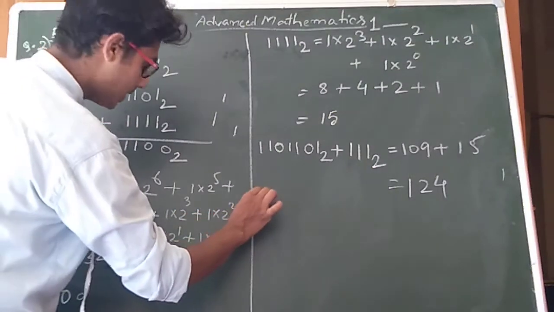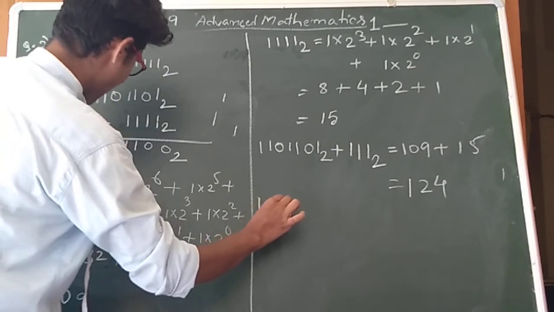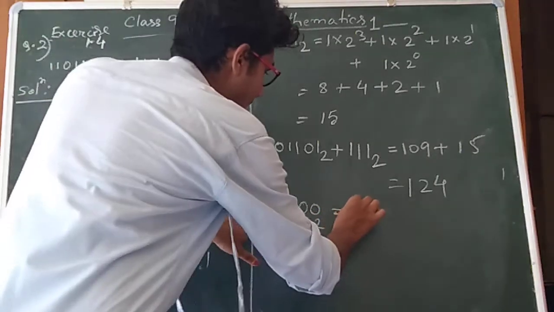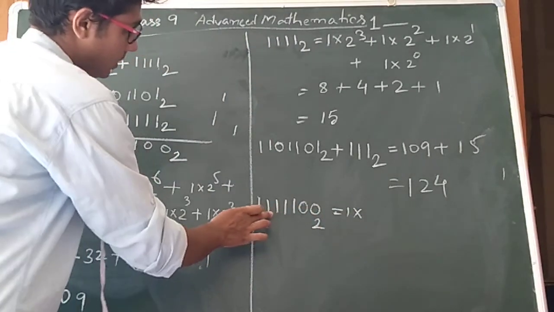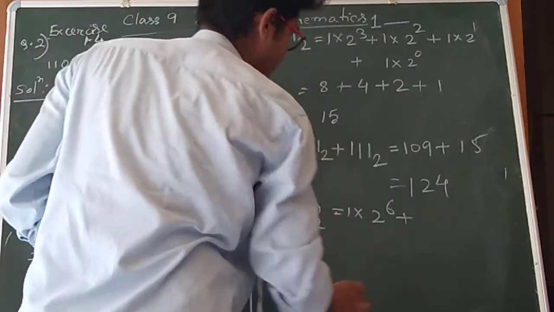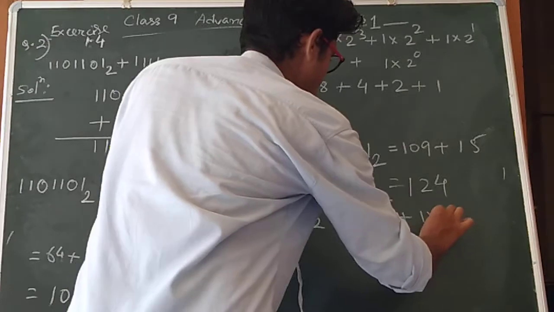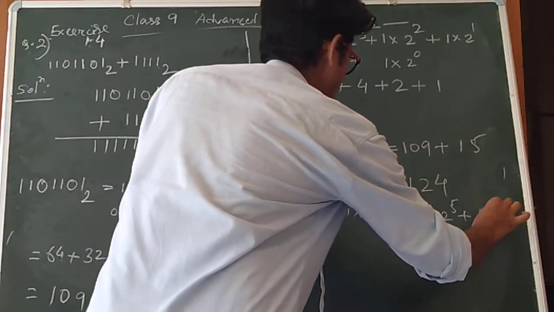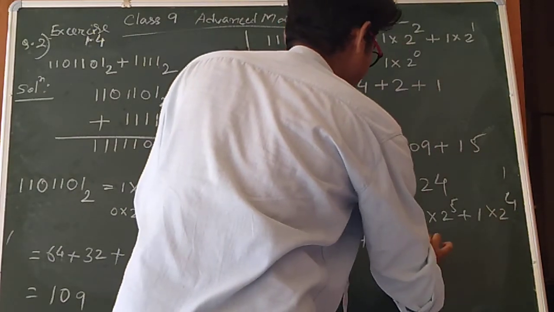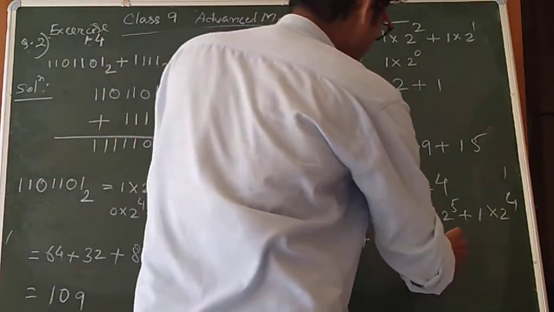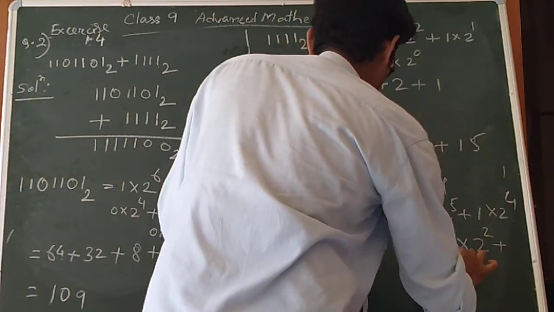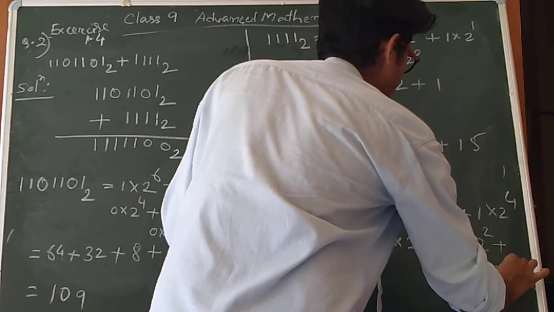And again we have to convert the result of the addition of these two binary numbers into decimal form. It is 1111100 base 2. So it will be 1 into 2 to the power 6. Again the powers of 2 are decreasing: 1 into 2 to the power 5, 1 into 2 to the power 4, 1 into 2 to the power 3, 1 into 2 to the power 2. After that 0 into 2 to the power 1 plus 0 into 2 to the power 0.